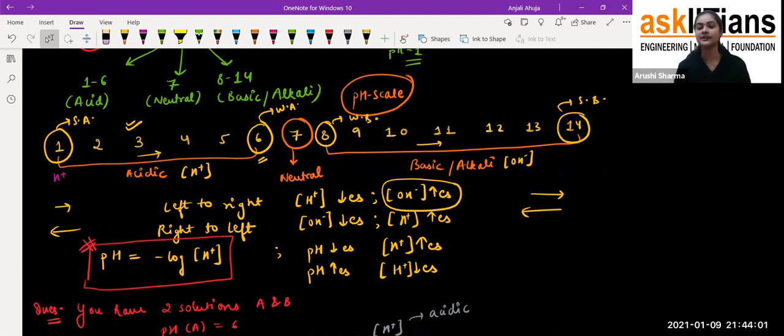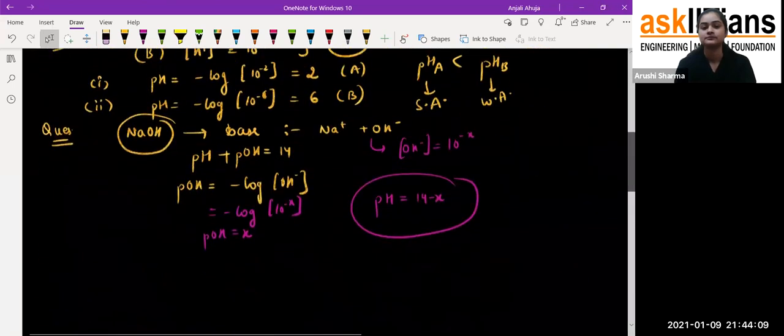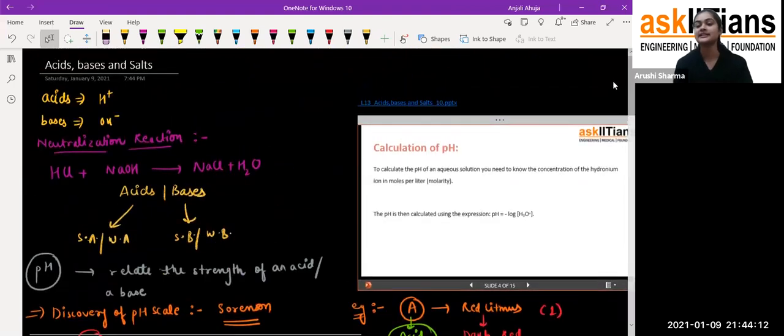I hope you are able to solve it. So students, I have already told you that if the pH is lower, that means the solution which has pH equal to 1 will be more acidic in nature, and the solution which has pH equal to 6 will be weak acid in nature. We have already seen these things, and that's how we differentiate on the basis of it.